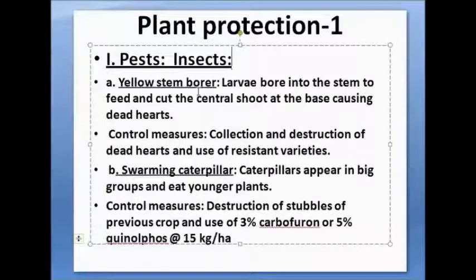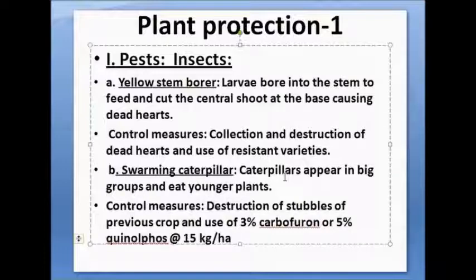Now insects, here in this case of insects, yellow stem borer. The name itself indicates that borer means it bores into the stem, bores into any other part of the plant. Now here it is yellow stem borer, it bores into the stem, feeds inside, and the plant is weakened. Now what is the control measure? We have to collect and destroy the dead herbs. Dead herbs means the plants which died due to attack of yellow stem borer. Second is swarming caterpillar.